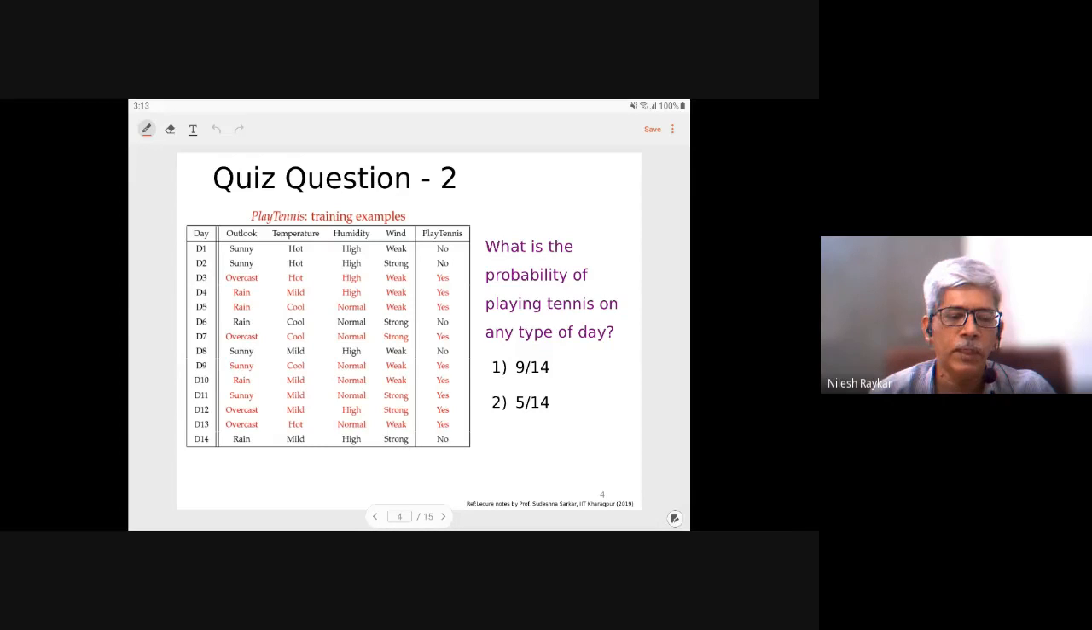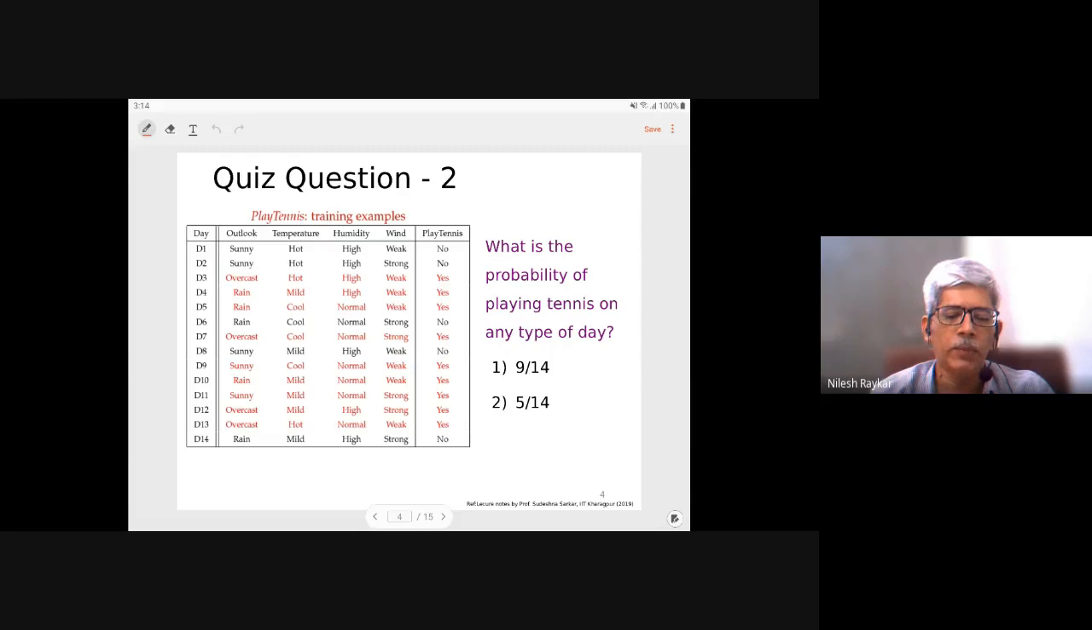One is the outlook, whether it is sunny, overcast or rainy. What is the temperature outside, whether it's hot, mild or cool. The third is the humidity, whether it's high or normal, and the wind, whether it's strong or weak. Based on these 4 features, somebody has collected data on when people play tennis, and that is available in the last column as a label. So this is a binary classification problem.